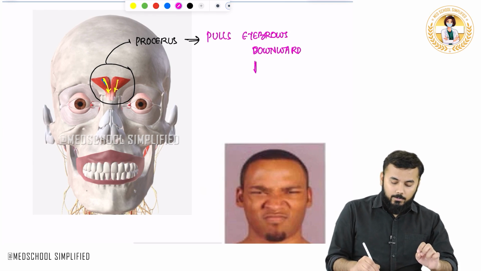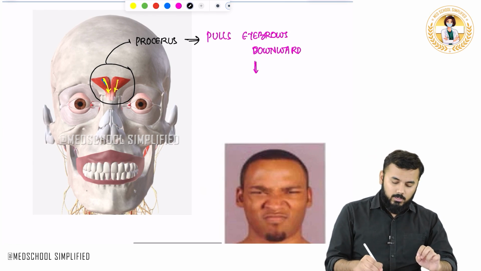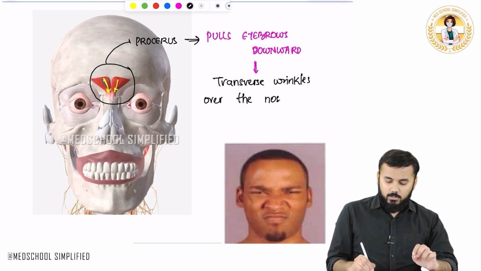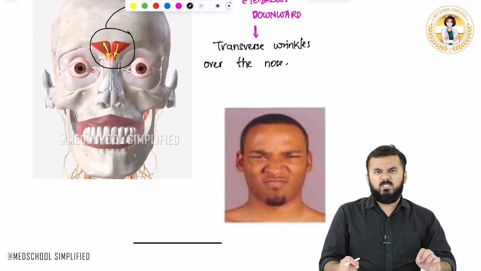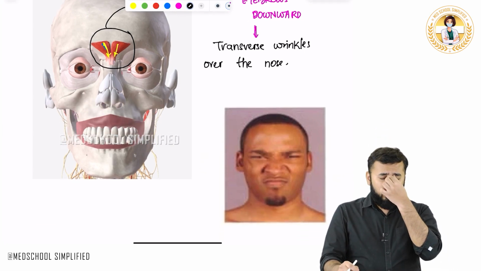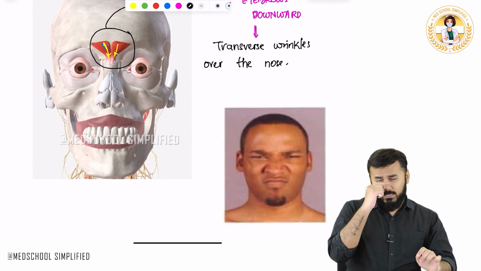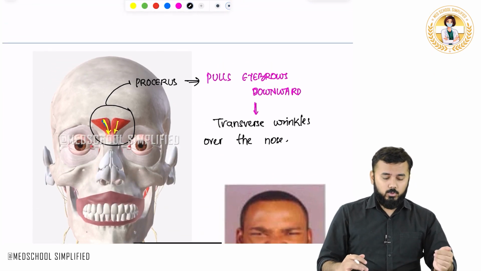When it is pulling the eyebrow downward, what kind of wrinkles do you see? Vertical wrinkles or transverse wrinkles? You see transverse wrinkles over the nose. For example, whenever you smell something bad, this is how you put it, right? In this way you are pulling this part down, and you see transverse wrinkles that are formed. So this is done by this procerus muscle.